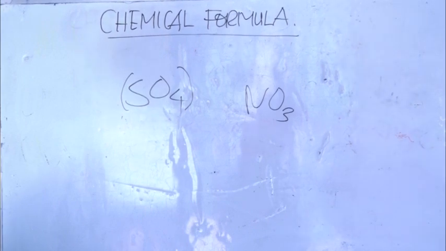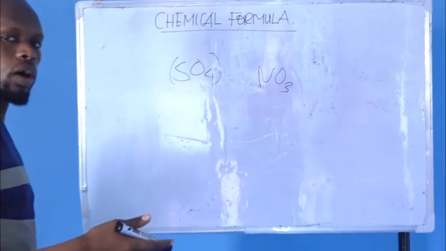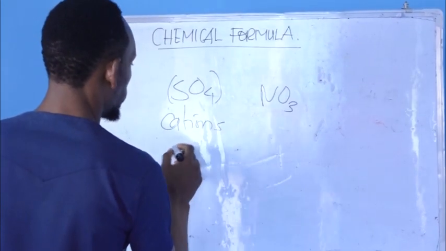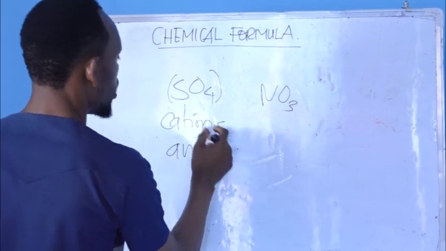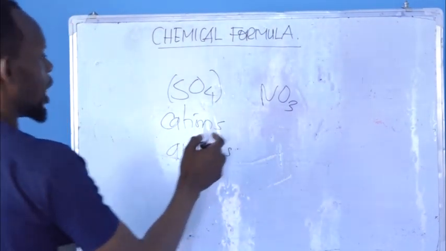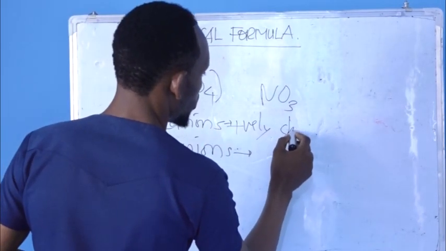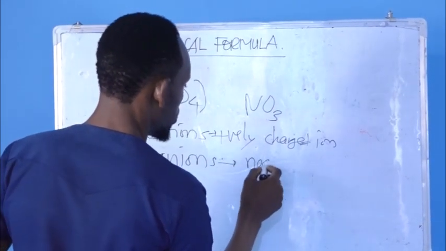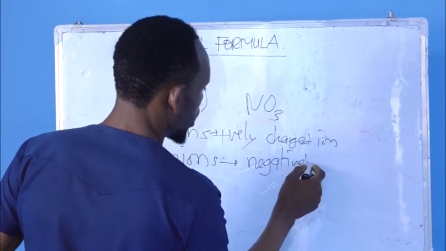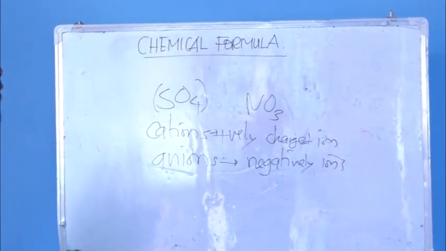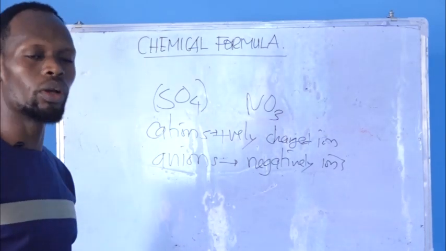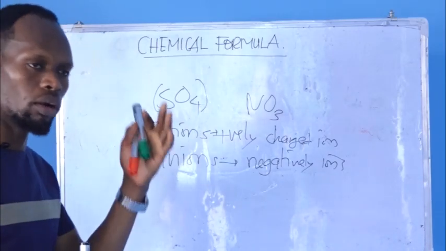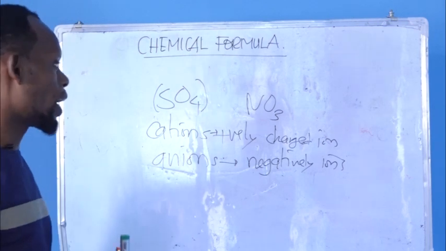Number two, cations are written before the anions. Cations are the positively charged ions, while anions are the negatively charged ions. And the examples of cations include all metal ions, group 1 elements, group 2, group 3. So all of those are cations.